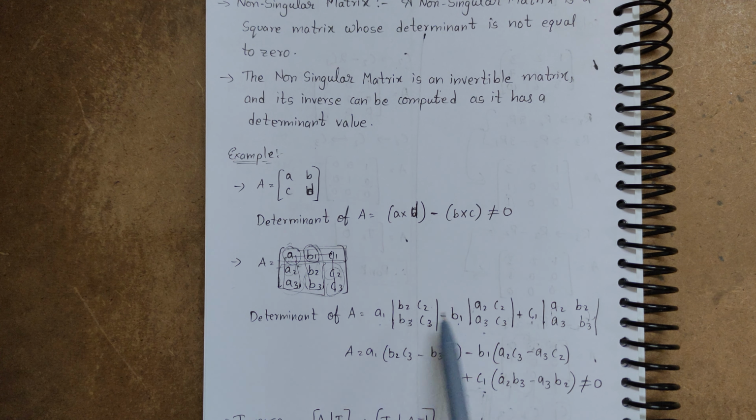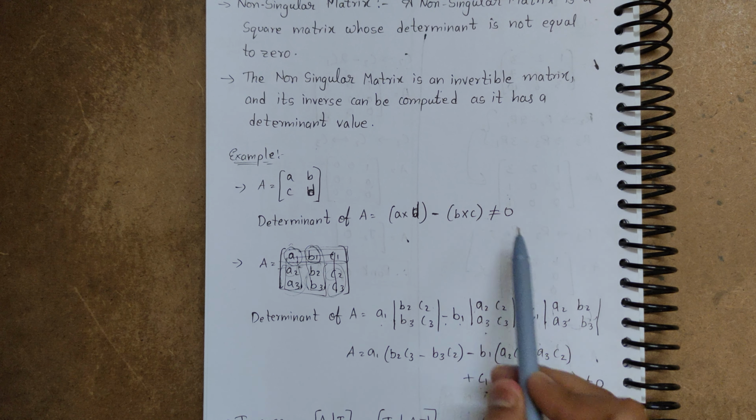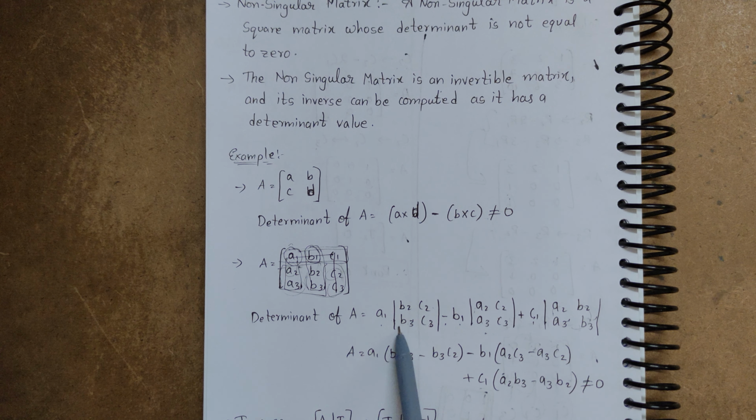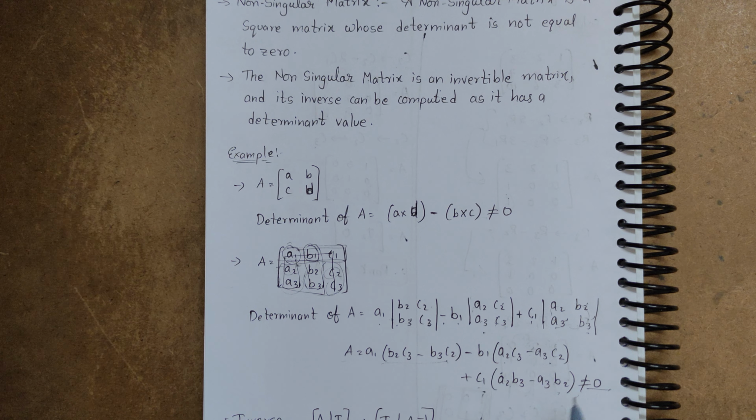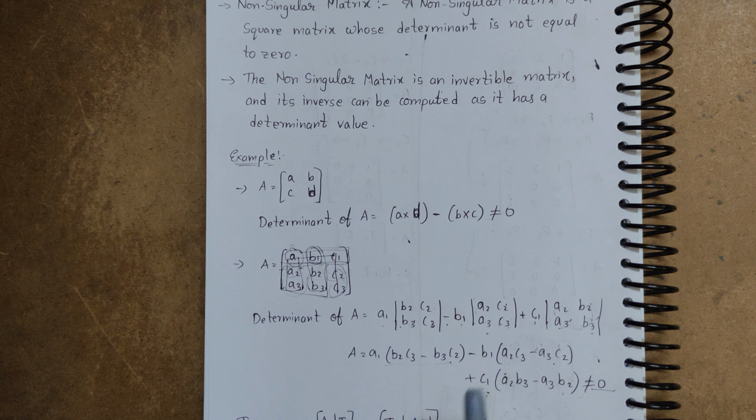After taking this, these are all 2 by 2 matrices, so we can follow the same rule: B2, C3 minus B3, C2. Then A2, C3 minus A3, C2. Here also the same: A2, B3 minus A3, B2. The total should not be equal to 0. Then only we can find the inverse of the matrix. So this is all about how to check the determinant.